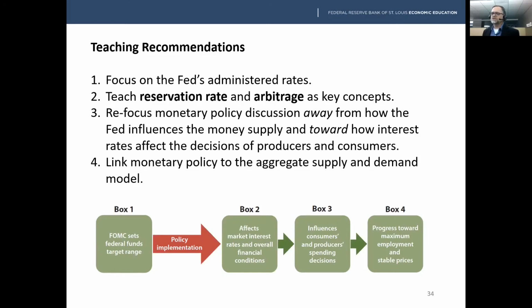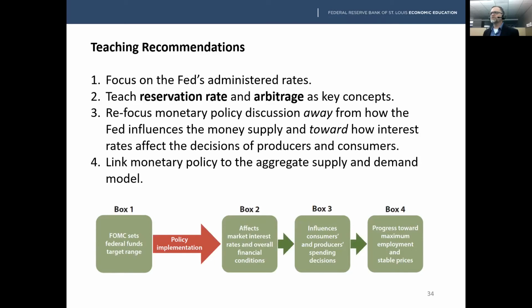So the Fed uses interest on reserve balances, it controls that rate, sets that rate, it shifts that rate up and down, and through arbitrage, that causes the federal funds rate to shift up and down with it. Talk about how the Fed can steer interest rates.